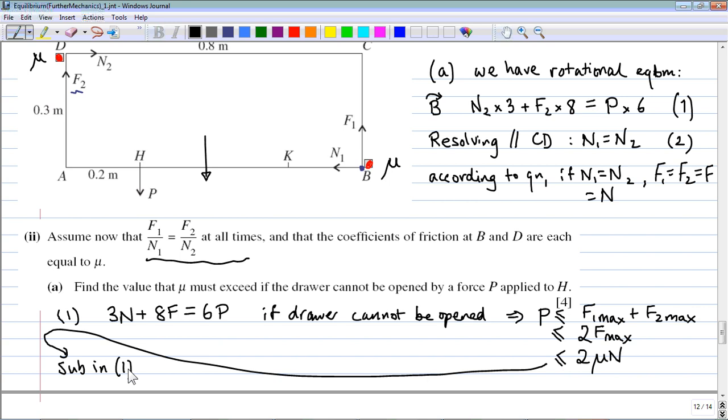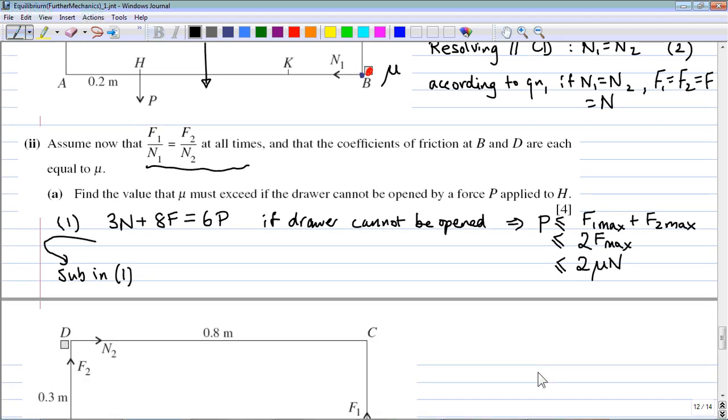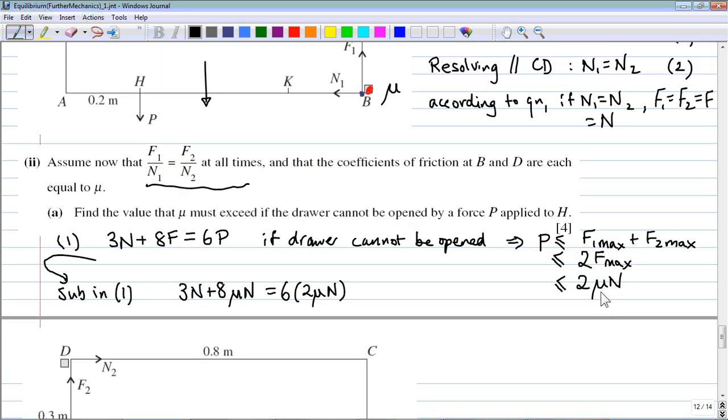Well, that's a very messy way of writing, isn't it? I want to try and use the most space I can, so I'll just move down a bit. So substitute this in 1 and we're getting 3n plus 8 mu n equals 6 times 2 mu n. Sorry, I've actually slightly messed that up, haven't I? I had to pause there because I realised that I'm presenting this in a very confused way. It's better if I don't write that, I think.